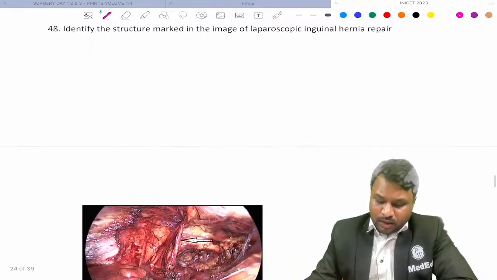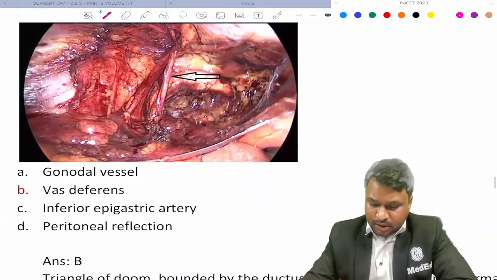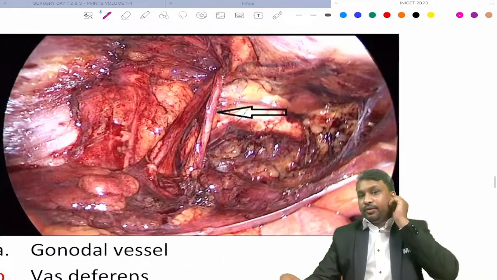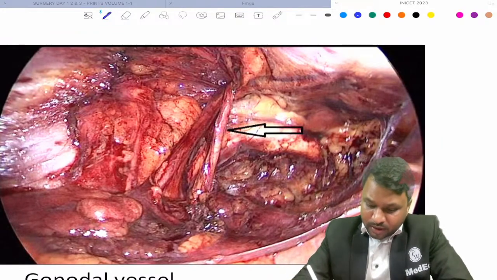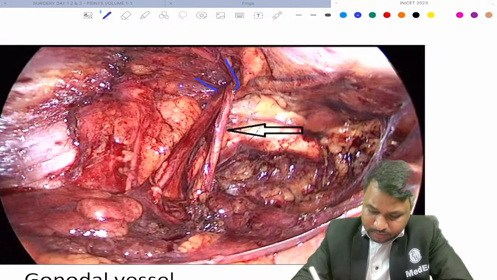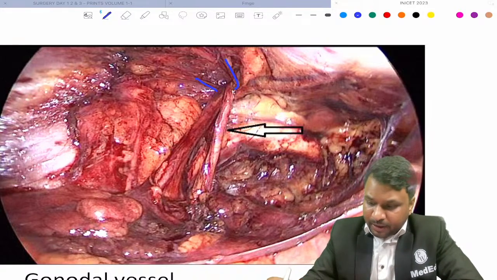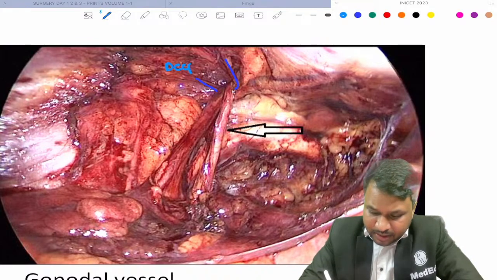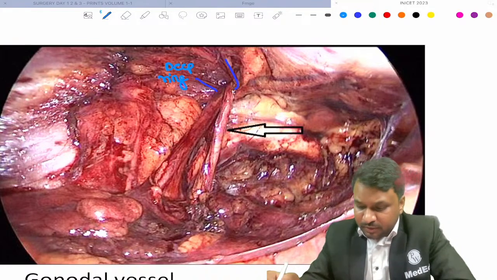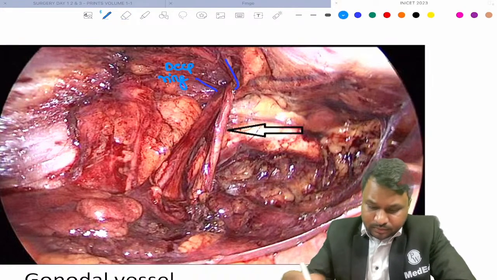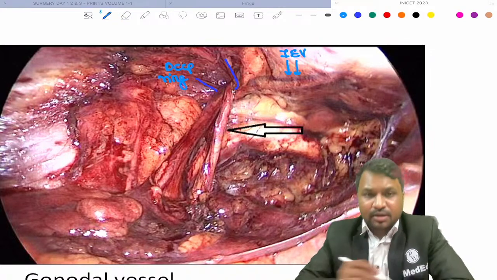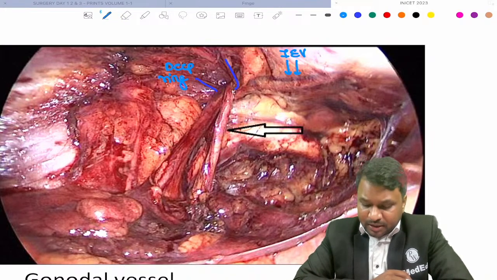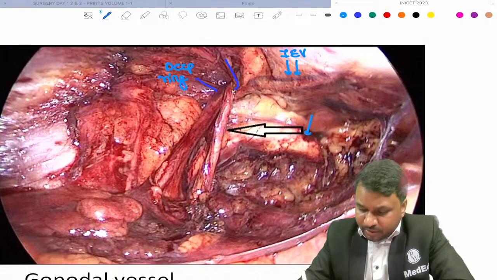So, now identify the structure marked in this inguinal hernia view. Now this is a laparoscopic view. Let's get oriented to this. Now when you see here, this part happens to be the deep ring. If you see very carefully, there's a vessel present here. This is your inferior epigastric vessel, the inferior epigastric artery and vein run here. You can see this happens to be the pubic tubercle.